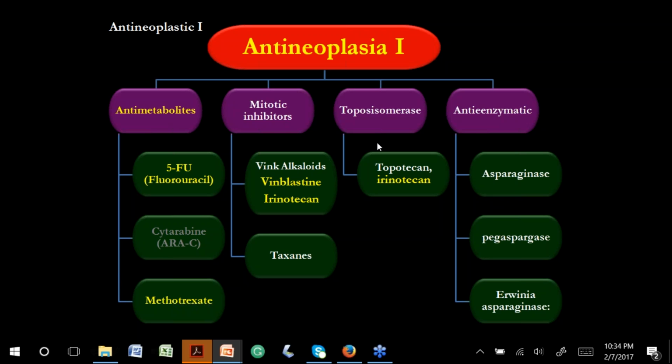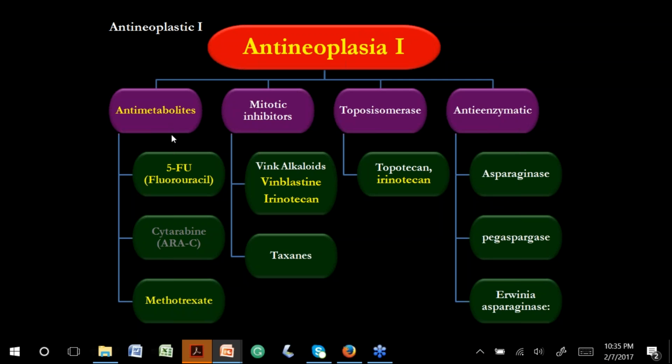Topoisomerase, so you know the cancer cells need to replicate, and for the replication they need to uncoil and coil again the DNA in order to make the replication. And this topoisomerase inhibitor is going to stop that uncoiling of the DNA, so the cell will not be able to reproduce again. And the antienzymatic is going to be these names that we are going to see very briefly. This antienzymatic is going to block the production of some essential amino acids. So if you block some essential amino acids, that means that the cells do not have all the tools in order to produce, for example, the cell wall, and that is going to make the cancer cells die.